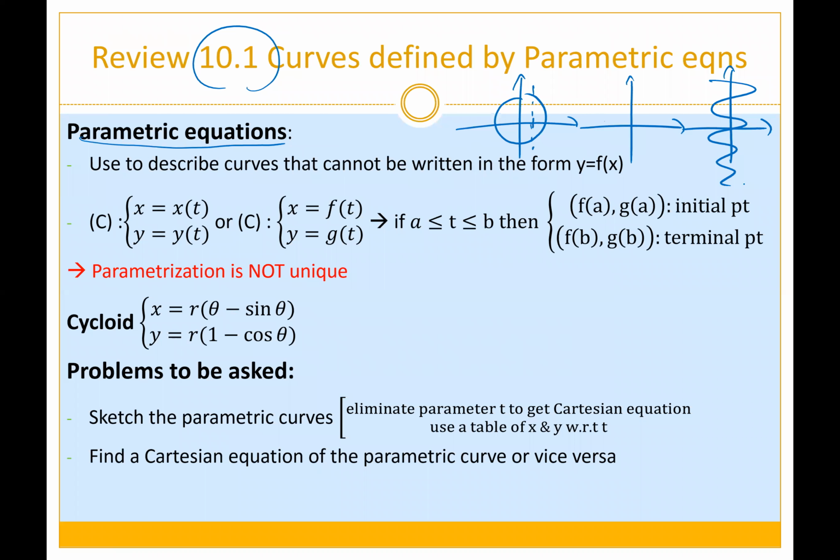Say like this kind of curve that looks like the sine or cosine curves that you turn 90 degrees clockwise or counterclockwise. Parametric equations are given in the form of a curve C, like a piecewise function, with x being a function of t and y being another function of t. The value of t is usually defined in a certain interval from a to b. So f(a), g(a) is usually defined as the initial point, and f(b), g(b) as the terminal point.